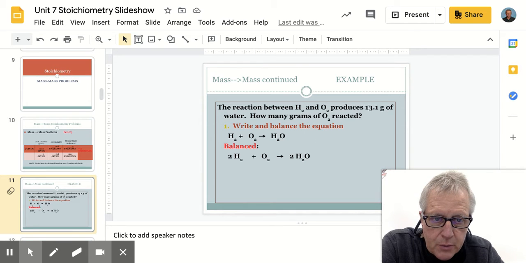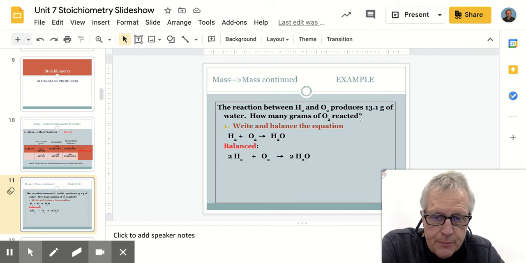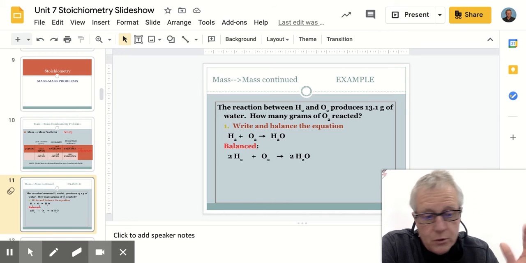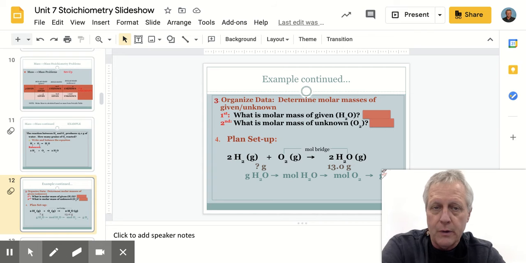Now, notice that the problem says something about the mass up here. So it has, in the reaction between H2 and O2 produces 13.1 grams of water. How many grams of oxygen reacted? So in this case, it's telling you the amount of water produced in this balanced equation, but it wants you to figure out how many grams of oxygen it would take to do that. It's a great tool that chemists use, mass problem solving.